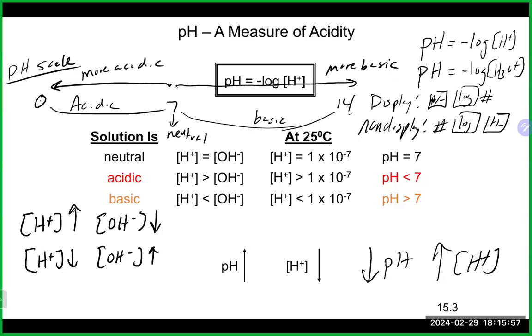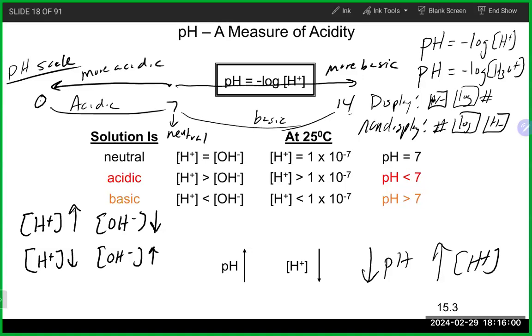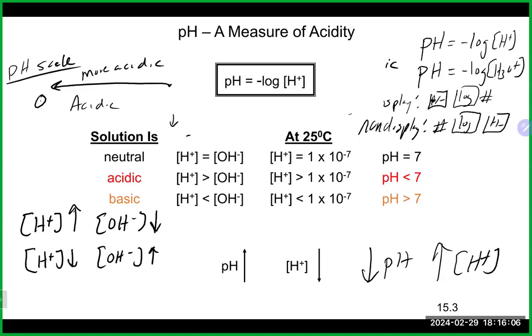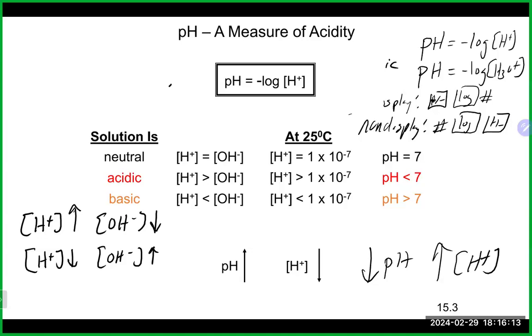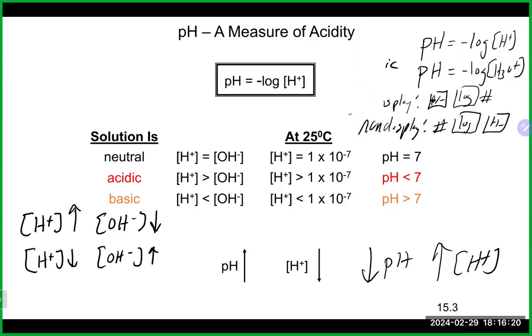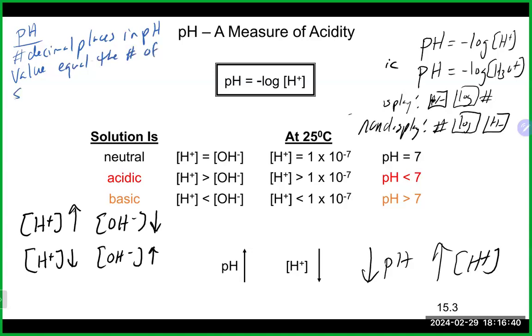When we calculate pH, we want to think about significant figures. So let's talk a little bit about significant figures when we calculate something like pH. When we're calculating a value like pH, which by the way does not have units, it is just a number that you calculate, the number of decimal places in the pH value will equal the number of significant figures in the concentration value.